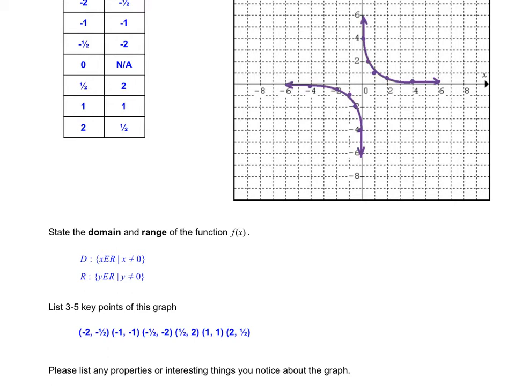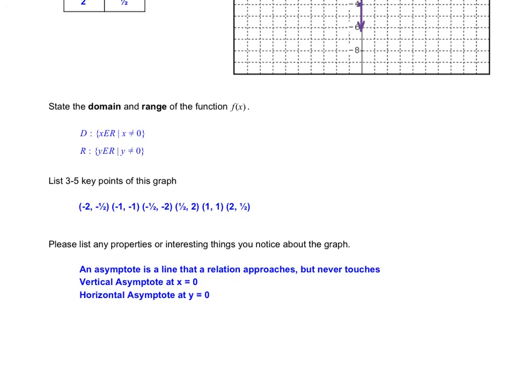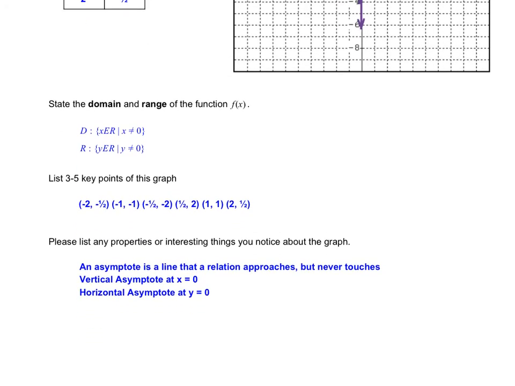the asymptotes, you're okay. Now for the key properties, I mentioned what an asymptote is, which is a line that a relation approaches but never touches, just for a reminder. Your vertical asymptote, so this line here, is x equals 0, and the horizontal is y equals 0. And those fit perfectly with our restrictions.